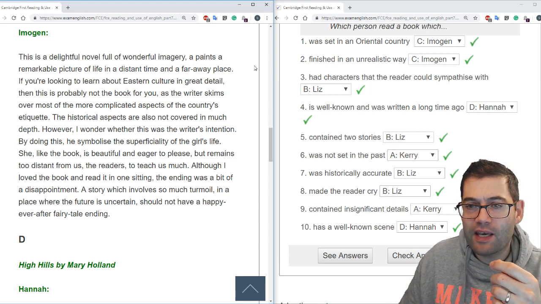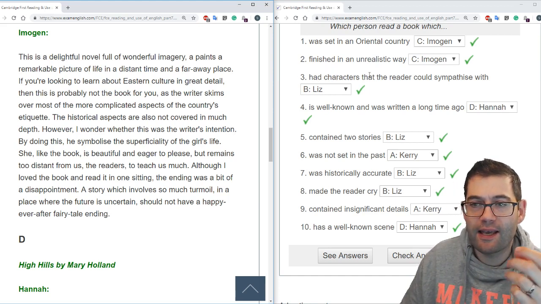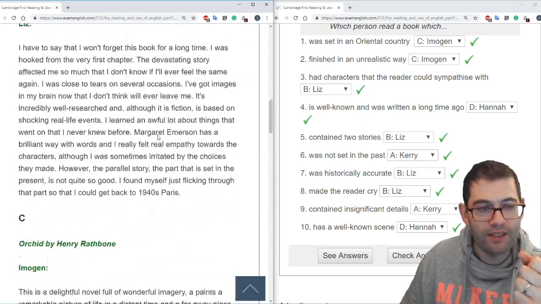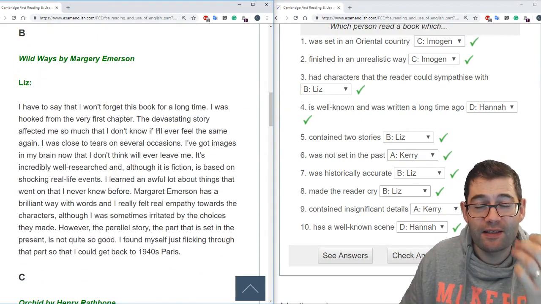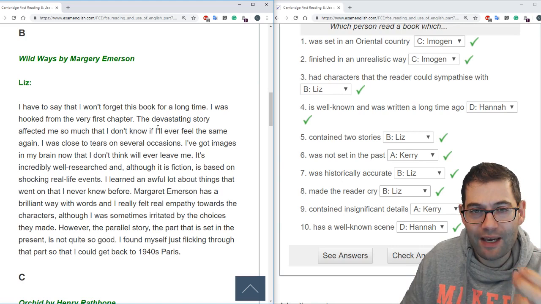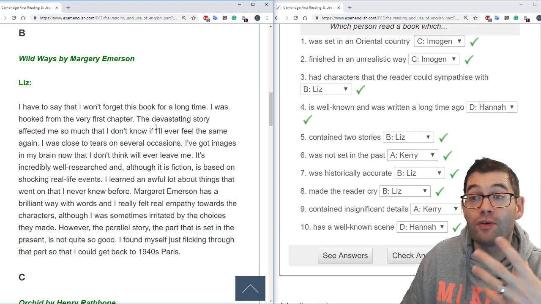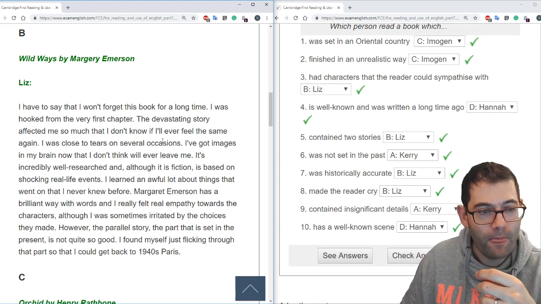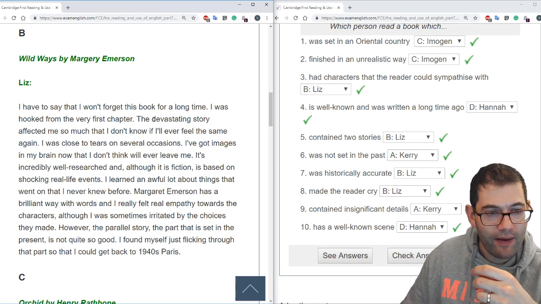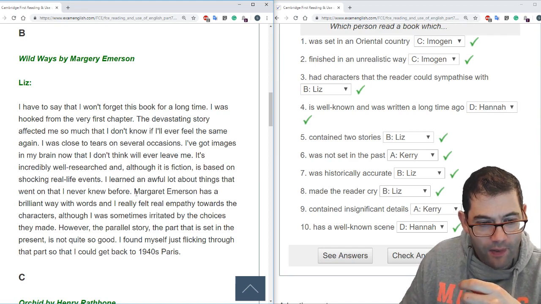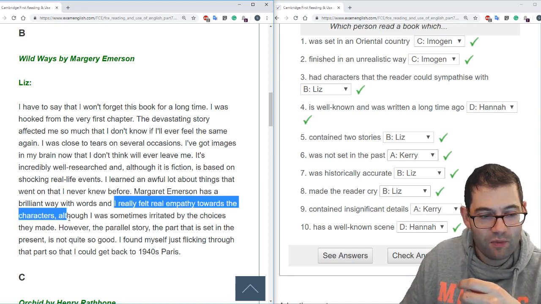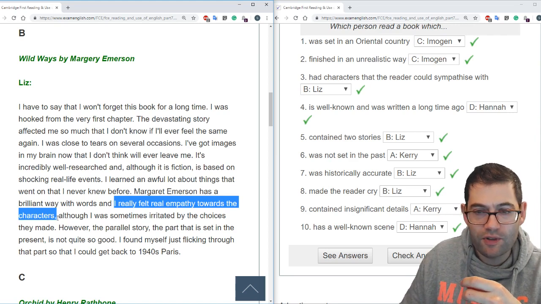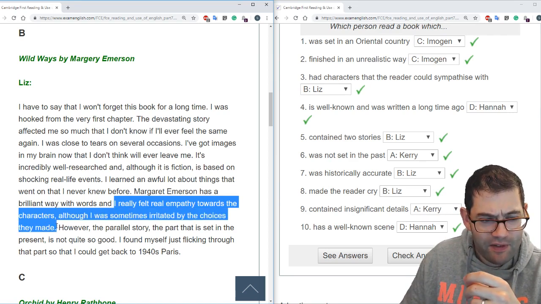For question number 3, which person read a book which had characters that the reader could sympathise with? To sympathise, and the answer is B. So let's see if we can hunt out those vocabulary links to being able to sympathise with people. And we can see this, where was it now? She talks about empathy. Here it is. I really felt empathy towards the characters, although I was sometimes irritated by the choices they made.